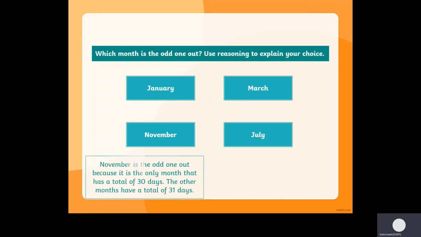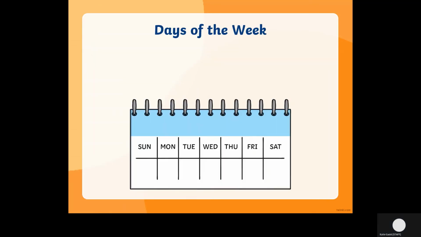Okay, so I think that November is the odd one out because it is the only month that has a total of 30 days. The other months have a total of 31 days.